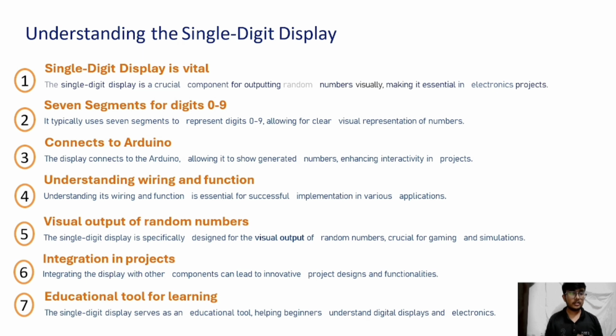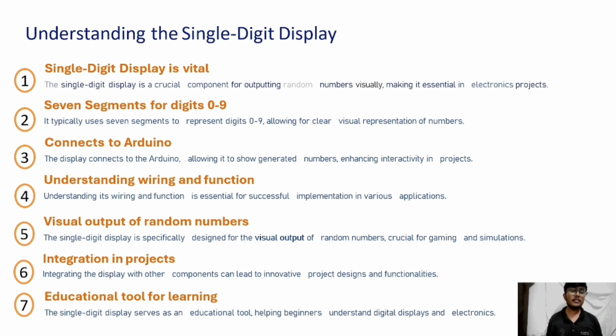So here is an understanding of the single digit display. First one is a single digit display is vital. The single digit display is a crucial component for outputting random numbers visually, making it essential in an electronics project. The second one is a seven segment for digits 0 to 9. It is typically used to represent the digits 0 to 9, allowing for a clear visual representation of numbers. Connects to Arduino. The display connects to the Arduino, allowing it to show generated numbers, enhancing interactivity in a project.